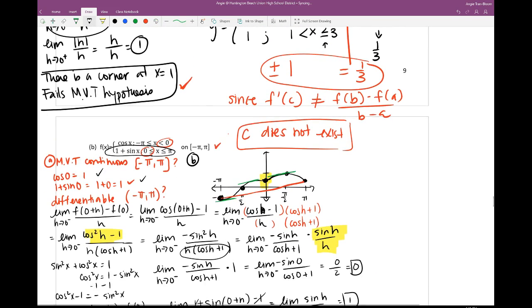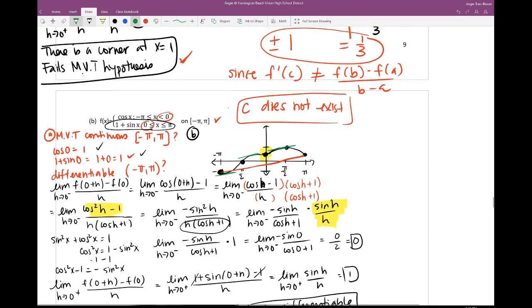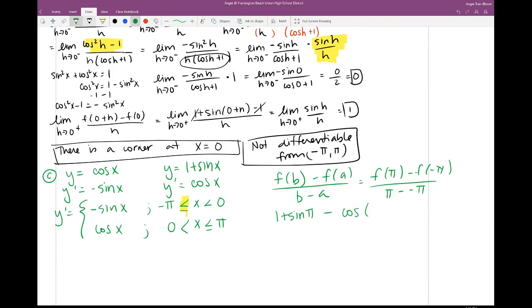Let's see, I have pi, so it's going to be 1 plus sine of pi. So I can't use cosine. That'd be 1 plus sine of pi minus negative pi, which is now going to be cosine. So that's going to be minus cosine of negative pi, all over 2 pi. Sine of pi is really 0, so 1 plus 0 is still 1. Cosine of negative pi is negative 1, so that's what I now have. So that's going to give me 2 over 2 pi, which is really 1 over pi. So that's the slope of the secant line.